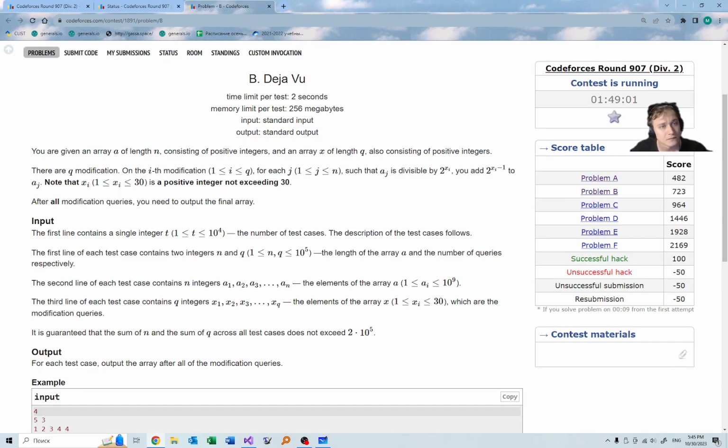So, we have some array x, okay, which simply stores the number of bits. And if a number is divisible by this power of 2, we add the previous power of 2 to this number.